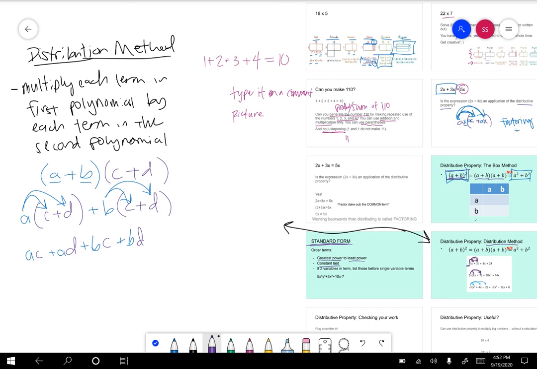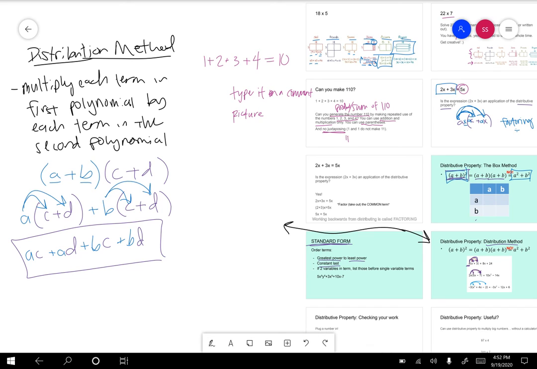Here you would combine any like terms if you have any. We don't have any here, so that would be our answer. You can go back and compare it with the one we did with the box method. It'll be the same thing. Could be in a different order, but in this case, order doesn't really matter because they're all variables raised to the first power.